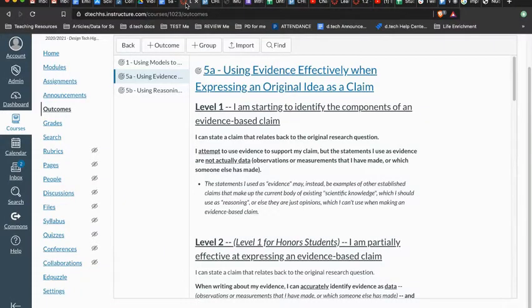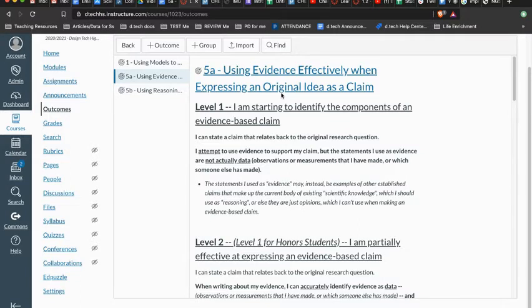So in Canvas, in our outcomes section, we have an outcome for chemistry class called 5A, using evidence effectively when expressing an original idea as a claim. And I'm pretty sure that in English class and in world history class, you also have some outcomes that are related to expressing ideas. So this is going to be similar to that with sort of a sciencey flavor.